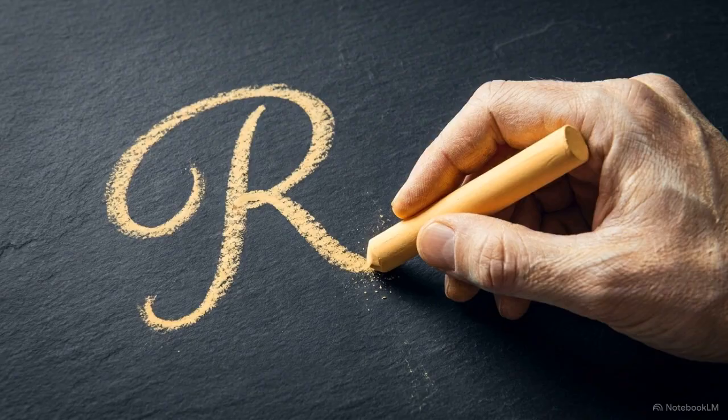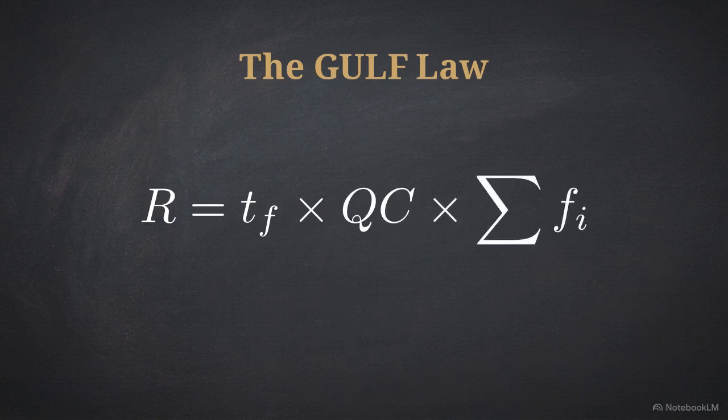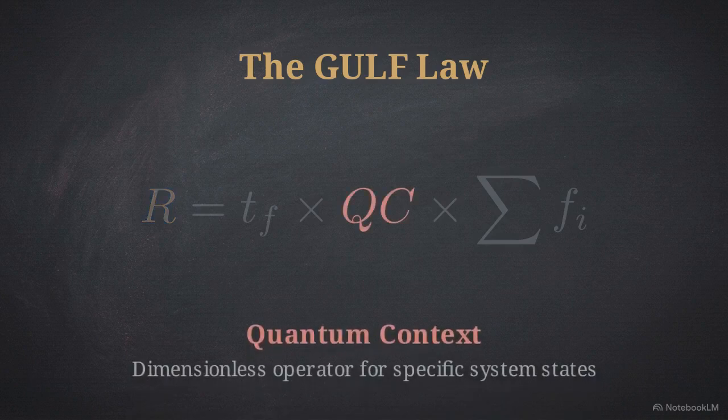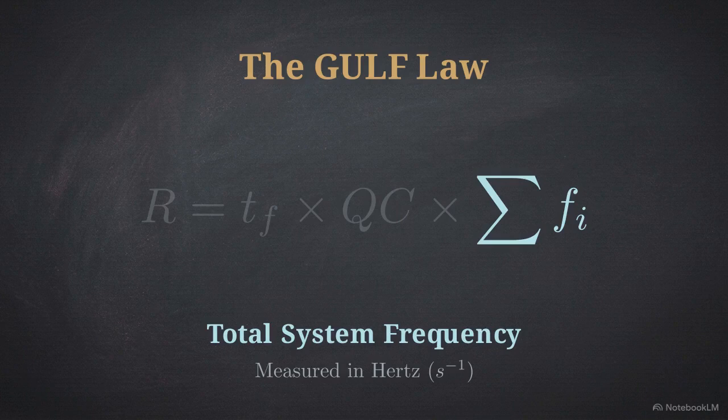That brings us to the mechanics of the Gulf law formula. Let's look exactly at how the Gulf law equation is constructed. R equals Tf times Qc times the sum of Fi. R represents the computed reality event rate. QC stands for quantum context. This is a dimensionless operator that adjusts for specific system states, like probability amplitude. The sum of Fi is the total sum of all effective frequencies operating within a given system, measured in Hertz.